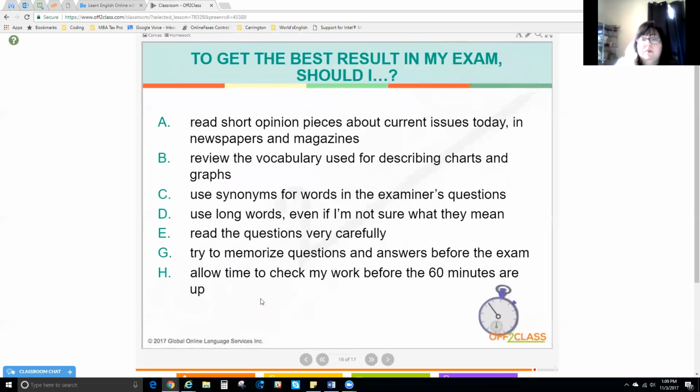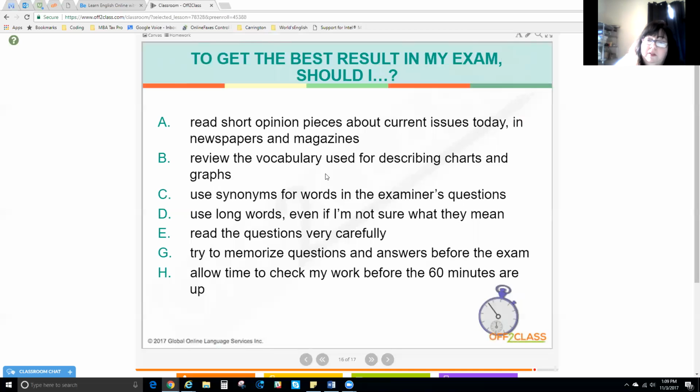Okay, to get the best result in my exam, should I read short opinion pieces about current issues today in newspapers and magazines? Yes. Any reading you can do in English will help you. It'll help you learn vocabulary. It'll help you learn sentence structure. And newspapers and magazines generally have very good grammar and sentence structure and paragraph structure.